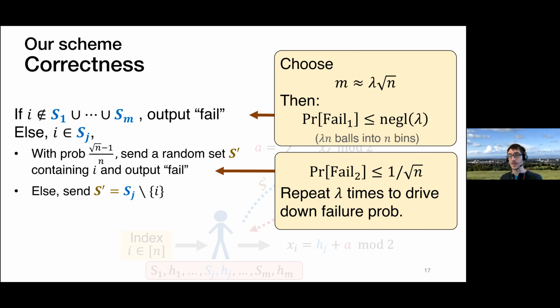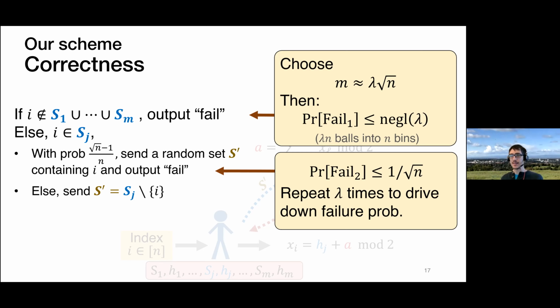And this creates a non-negligible failure probability of about 1 over square root of n. So the basic way, the simplest way to fix this, is we can repeat the online phase lambda times in parallel. And then the client only needs to succeed in one of those iterations in order to recover the bit of interest. And this drives down the failure probability, again, to be negligible in the security parameter, of course, with a multiplicative cost of lambda in the work and in the communication complexity.